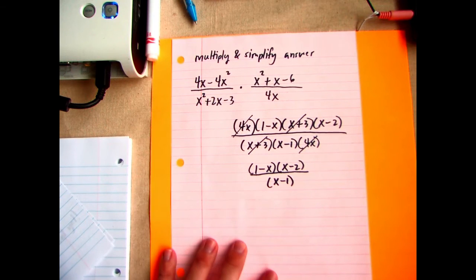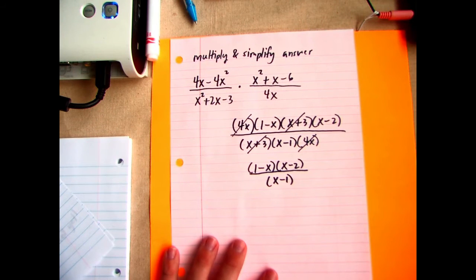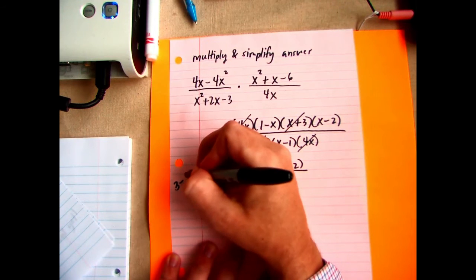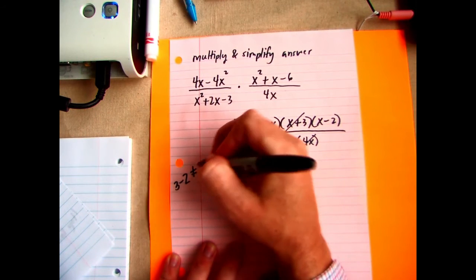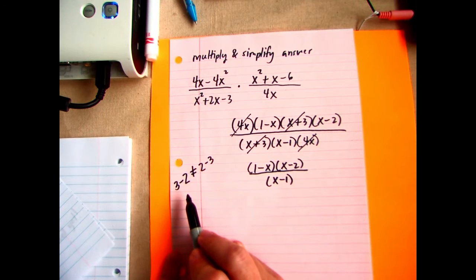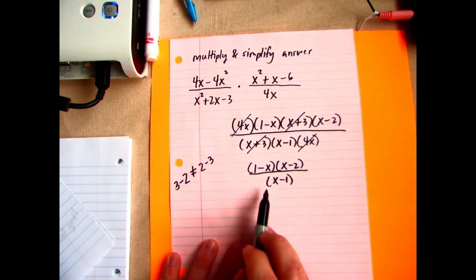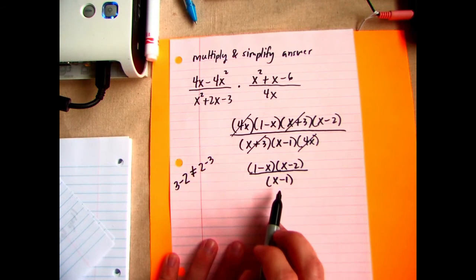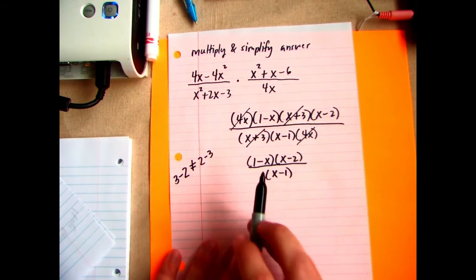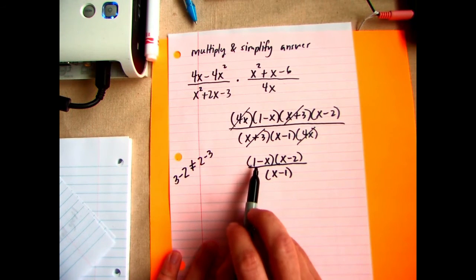So you're probably saying to yourself, 1 minus x and x minus 1, those look awfully close to each other. Can't I cancel those? Well, as they're written right now, you can't. And it's for this reason. 3 minus 2 does not equal 2 minus 3. So 1 minus x does not equal x minus 1. They're not an exact match right now.